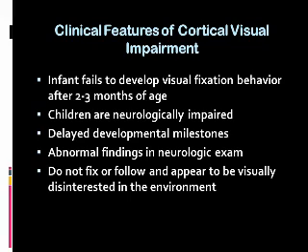For those patients who have cortical visual impairment, we usually see patients who fail to develop visual fixation behavior after around 3 months of age. Children are usually neurologically impaired with delayed developmental milestones and abnormal findings in the neurologic exam, and they do not fix or follow and appear to be visually disinterested in the environment.